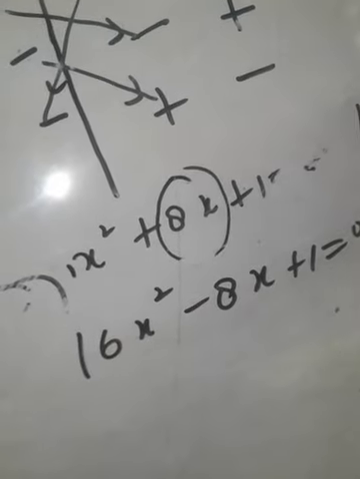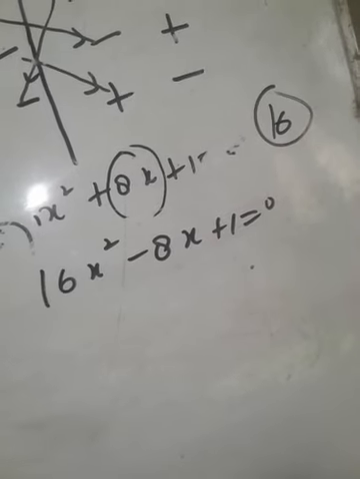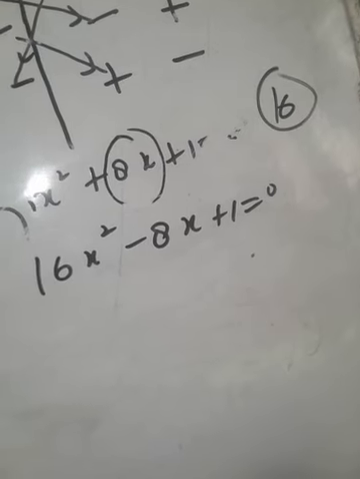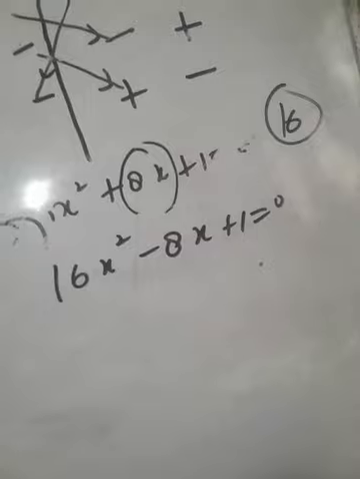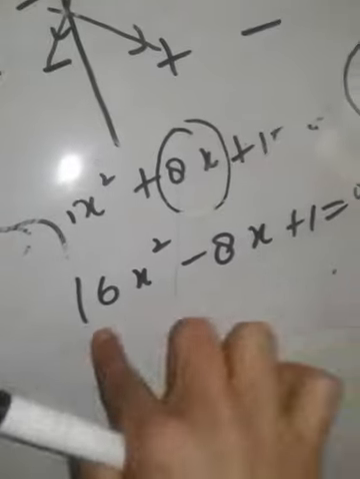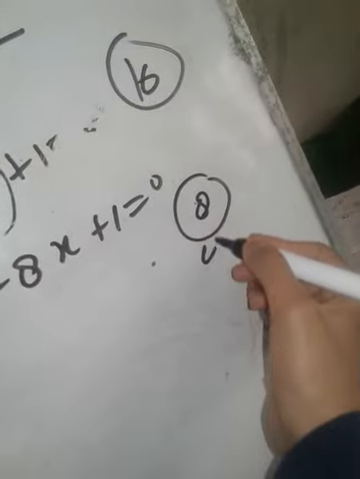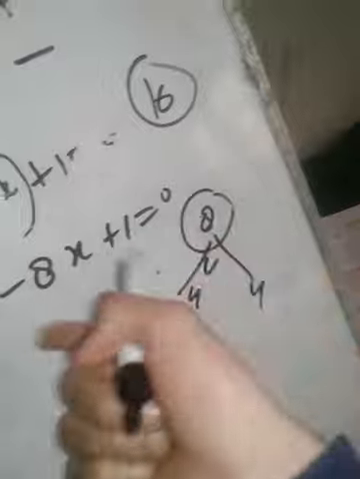16 into 1 is 16. Now you split 8, just 8. No need to look at the sign, just simply split 8 into two numbers so that their product should be equal to 16. This 16 we have got from here, 16 into 1. So we split 8 into 4 plus 4, which is 8. 4 into 4 is 16.